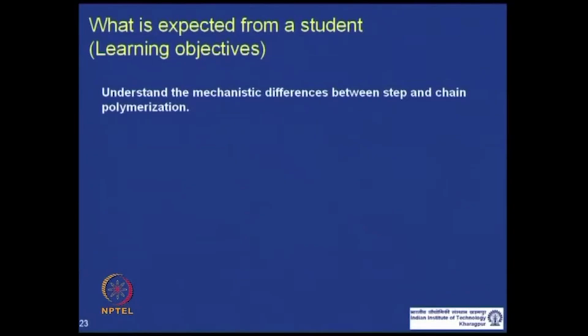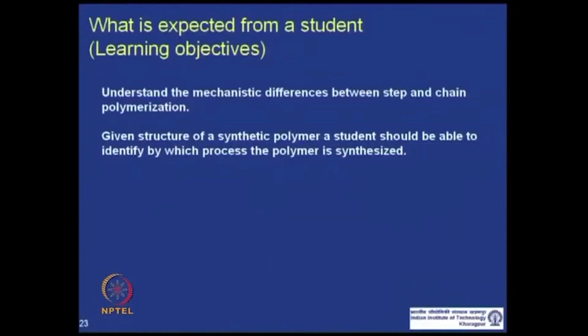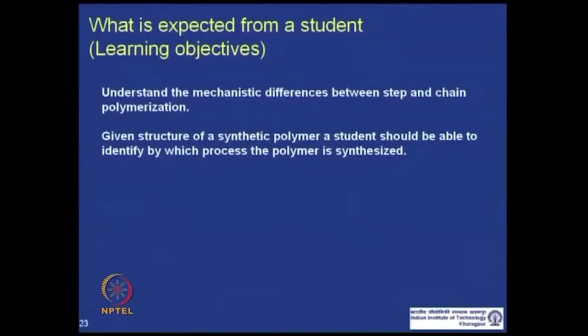If I stop a reaction after some conversion, what do you expect in the polymerization medium, how do the molecules build up with time, and so on. What are the functional groups you require for step polymers or chain polymers, and so on. If I give you the structure of a synthetic polymer, then you should be able to identify by which process it has been synthesized, whether it is a step polymerization process or a chain polymerization process. Just by looking at the structure, you should be able to tell by which method it has been synthesized.